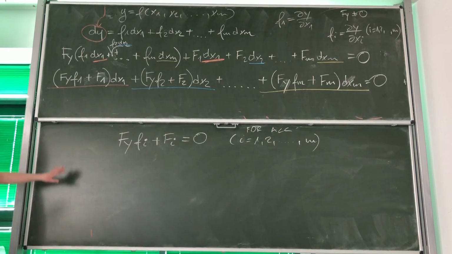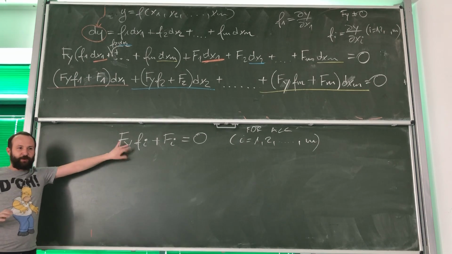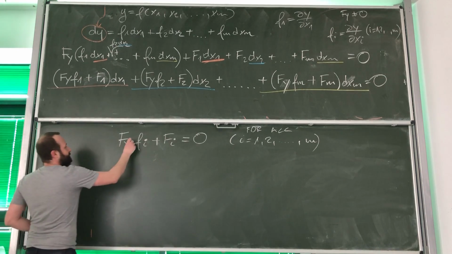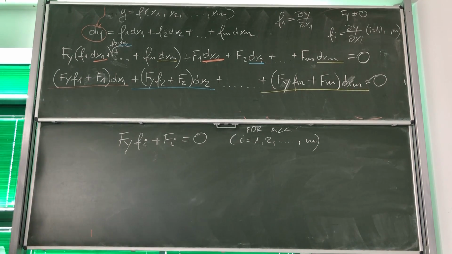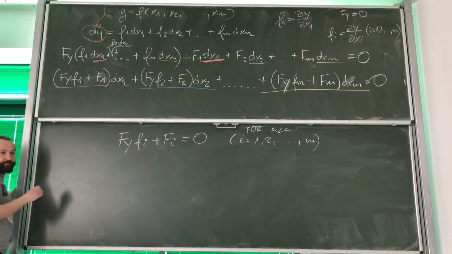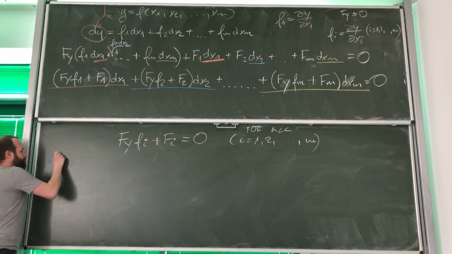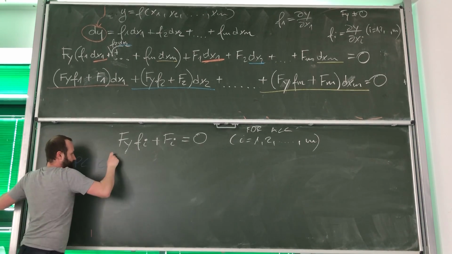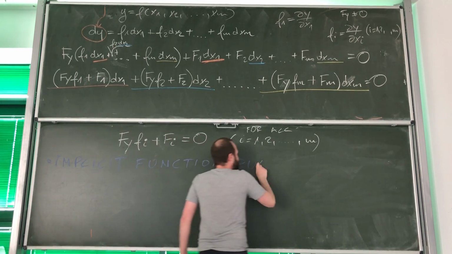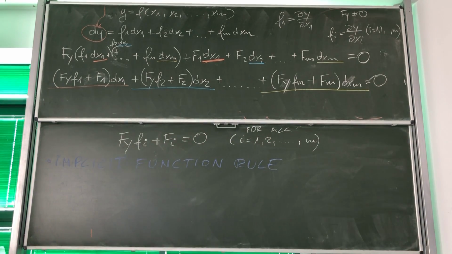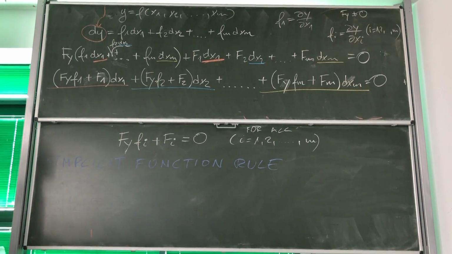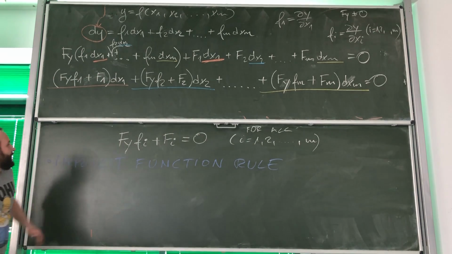Now, if I take this expression that you see over here and work with it, but not much, it turns out that we're going to get something that is called the implicit function rule. And this is the rule that allows us to calculate derivatives of the implicit function.